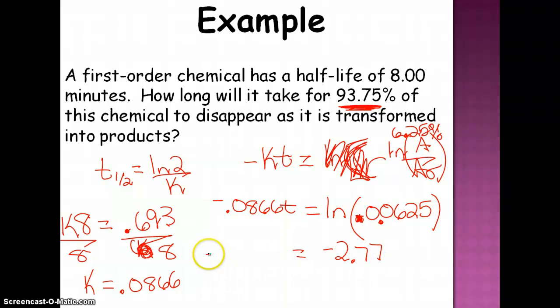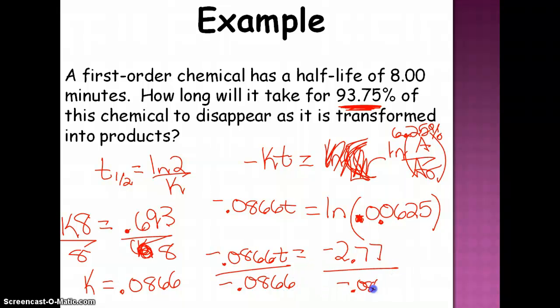And that is equal to negative 0.0866 t, and we're trying to find out how much time, so we're going to put t by itself. Then we have negative 2.77 divided by negative 0.0866, and we get 32. So that's 32 minutes, and you're only going to have 6.25% left, which means 93.75% of it has disappeared and turned into products.